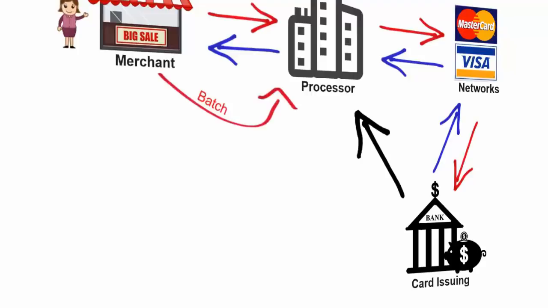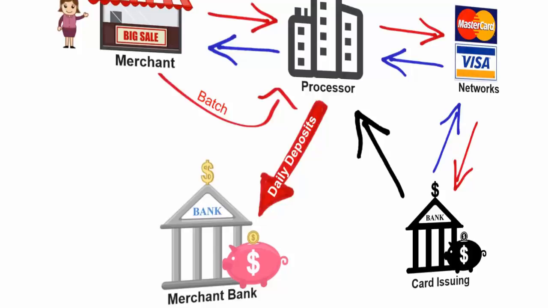At the end of the day, the merchant will send out all of their transactions, referred to as a batch, to the processor for monies to be deposited into the merchant bank account. And finally, the issuing bank will send the cardholder a bill for the purchase.